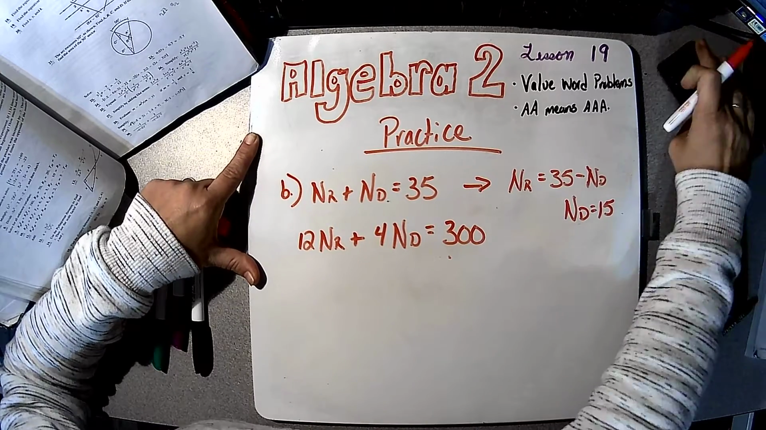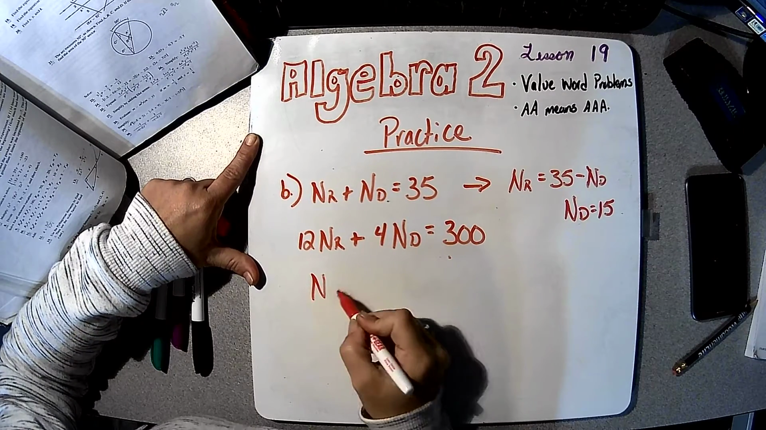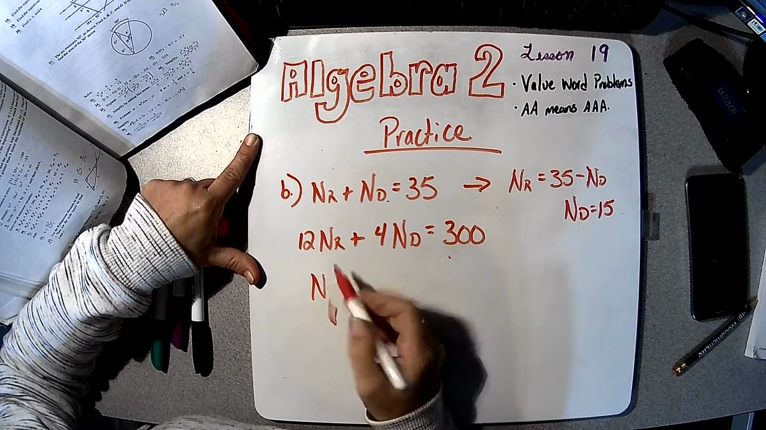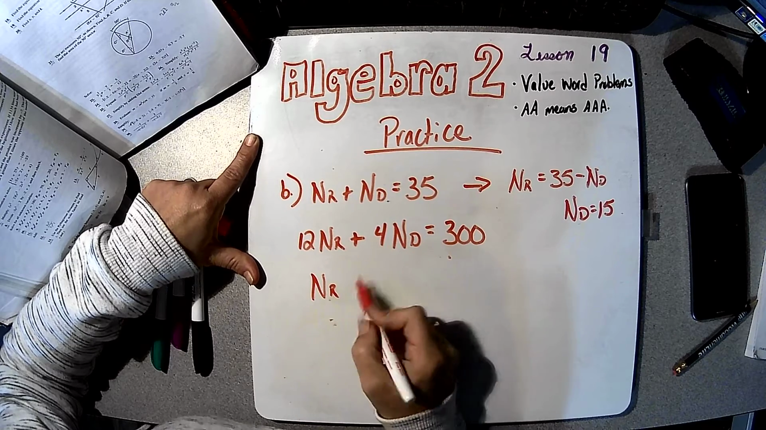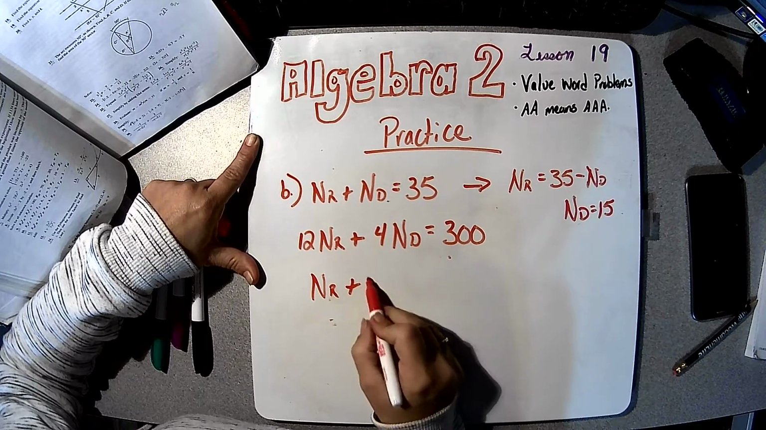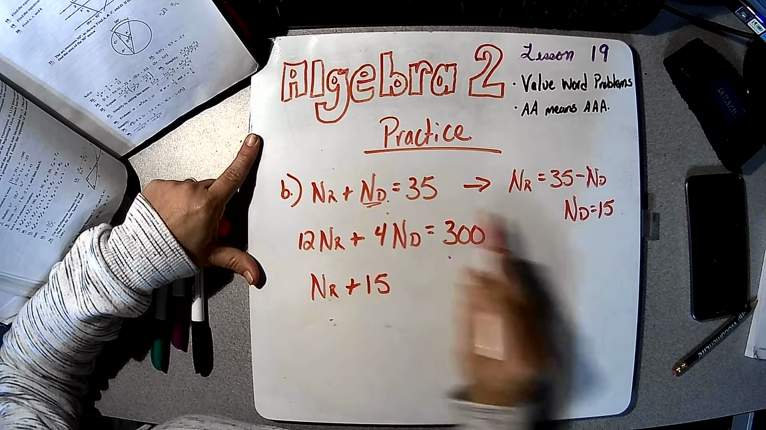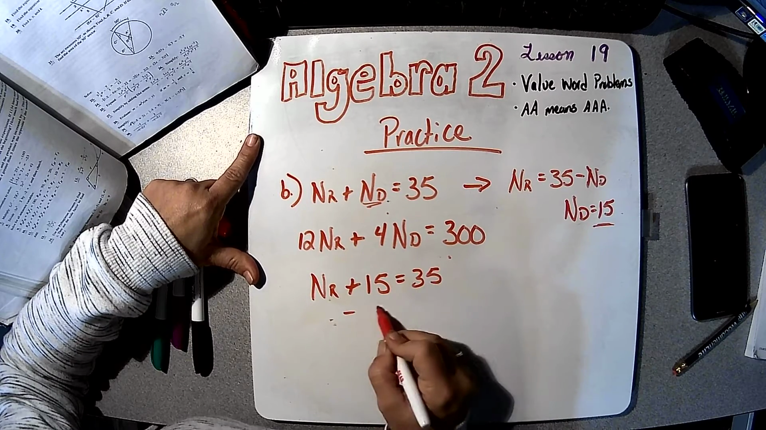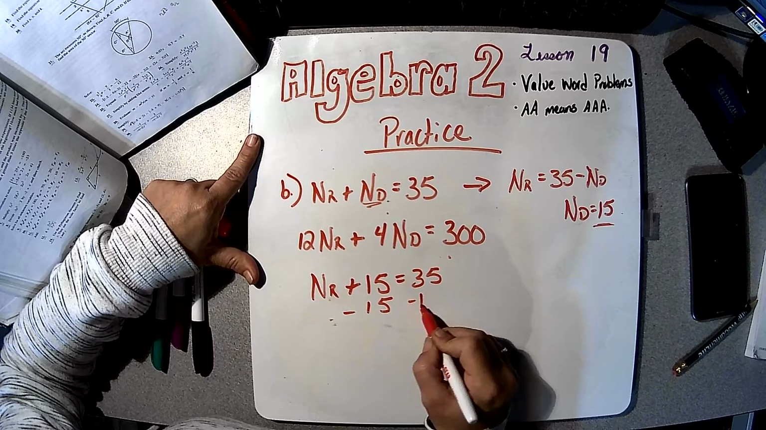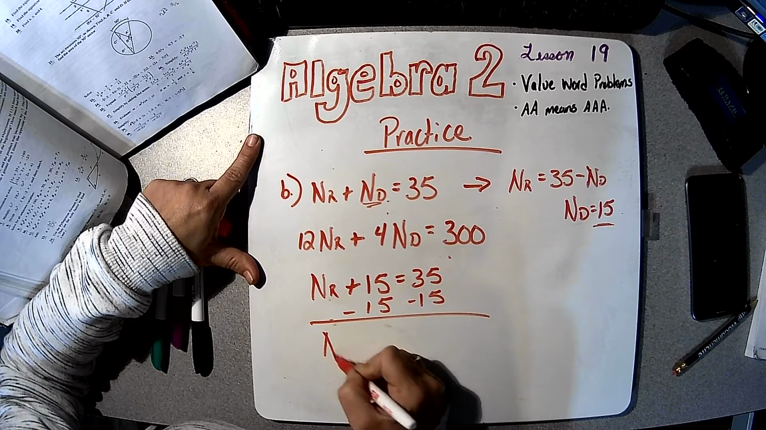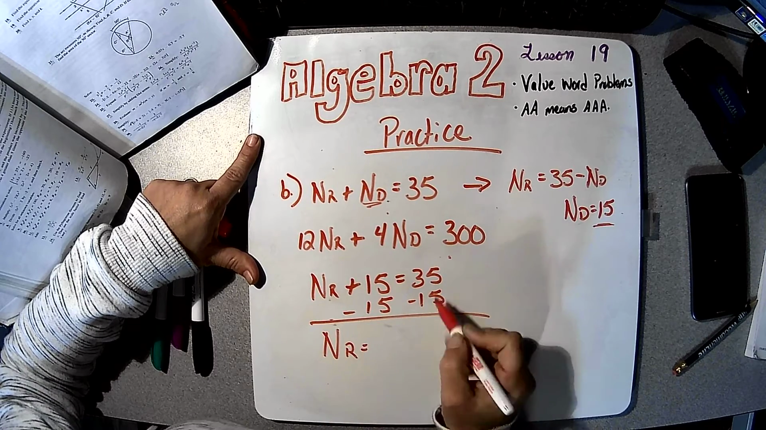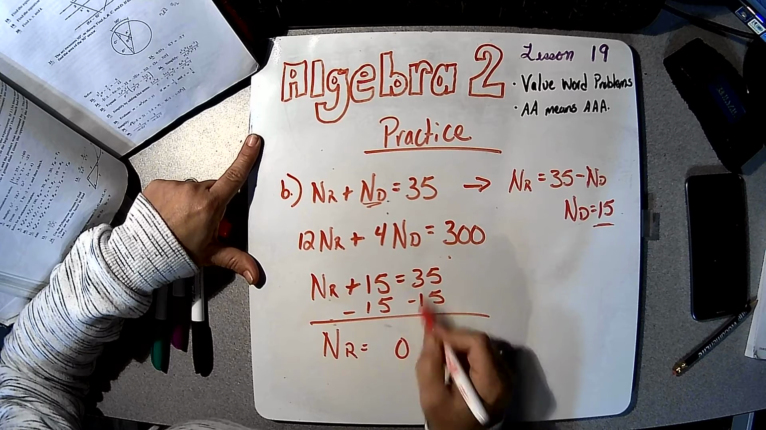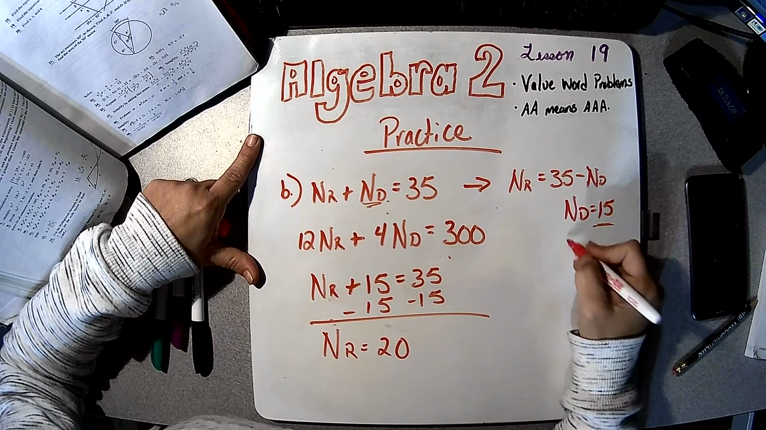And now I'm just going to plug that value in. So the number of roses plus 15, the number of daffodils is 15, equals 35. Now I'm going to subtract 15 on both sides. And we're going to get the number of roses equals 20.